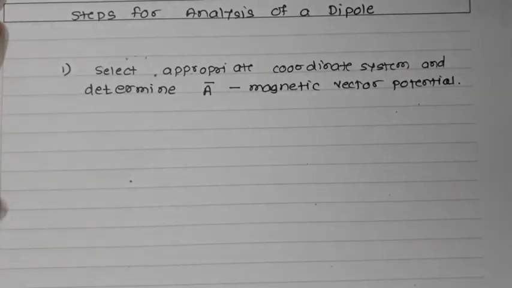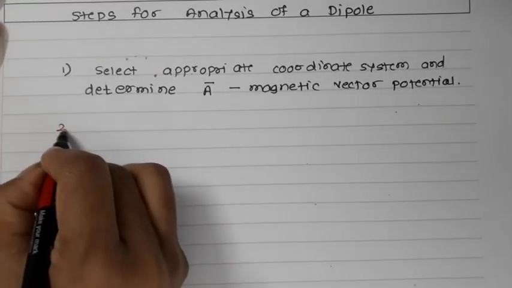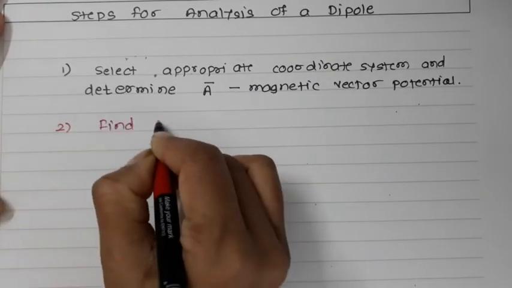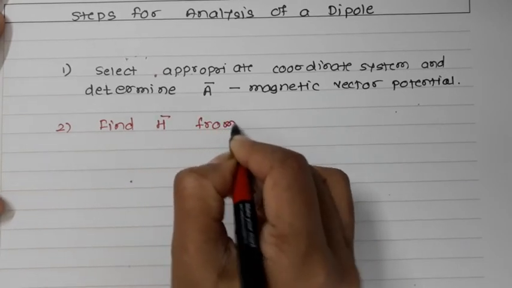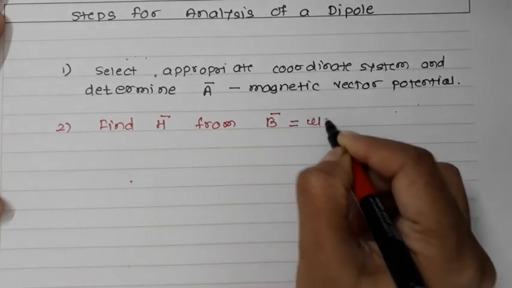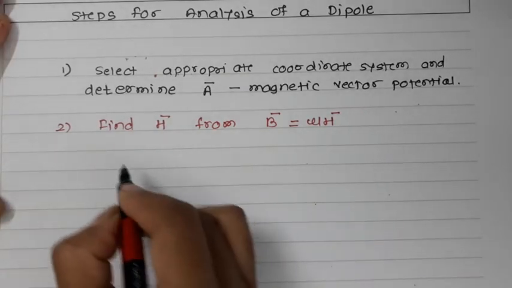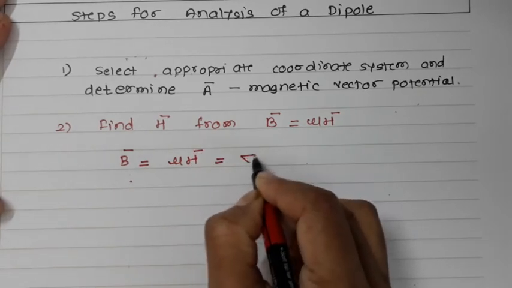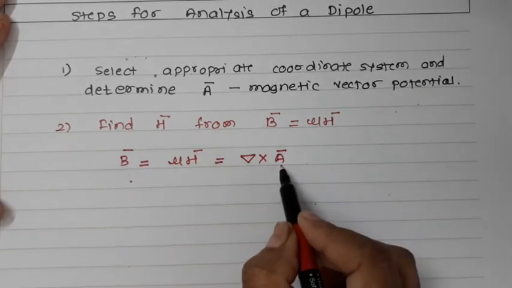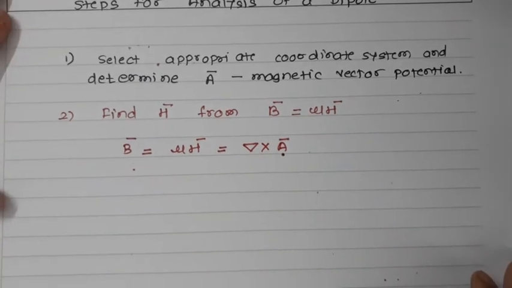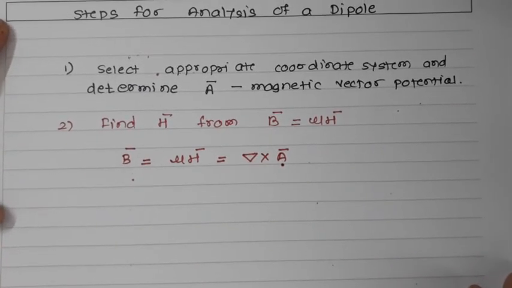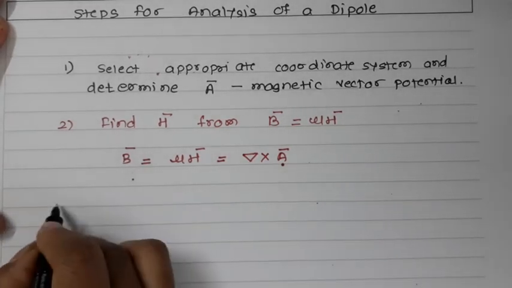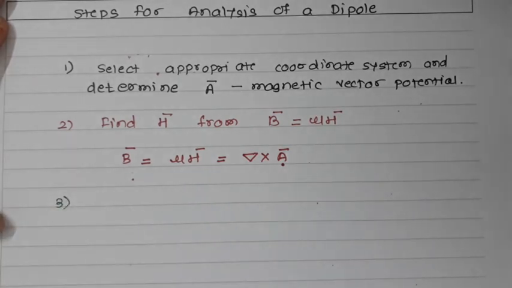the magnetic vector potential. Now as I have understood what is the magnetic vector potential, find H bar from B bar, which is nothing but mu H bar. Now this B bar is equal to mu H bar, which is nothing but the del cross A bar. As we have already found the magnetic vector potential, it will be easy to understand how we can find out the H bar. Now let us move towards the third step. I have got A, I have got B.